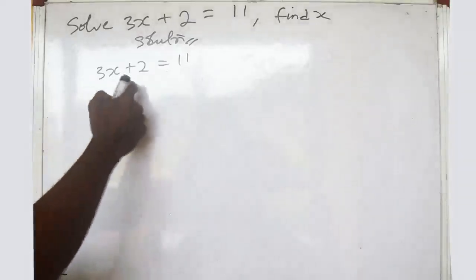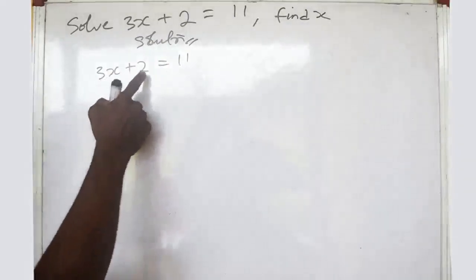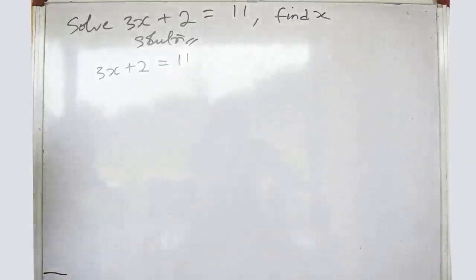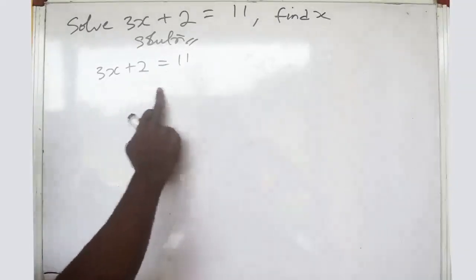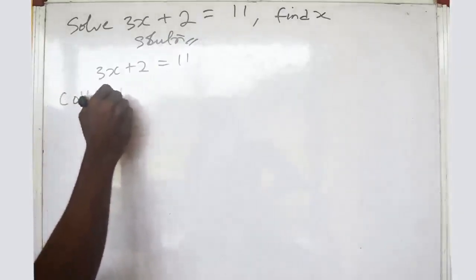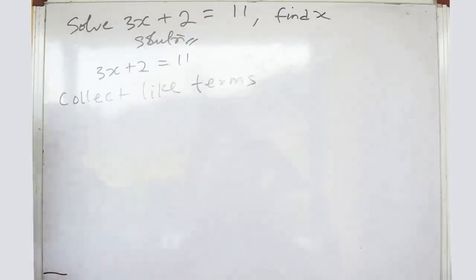So this is a given question. If you check here, it is not arranged, in the sense that we have 3x, we have +2, we have 11. The +2 and 11 are known as constants, and they happen to be like terms, whereas 3x has no other sibling, so it is on its own. In order to arrange this, you say collect like terms. If you have not watched Introduction to Algebra, please visit the video on my YouTube channel so as to get abreast with what I'm talking about here.